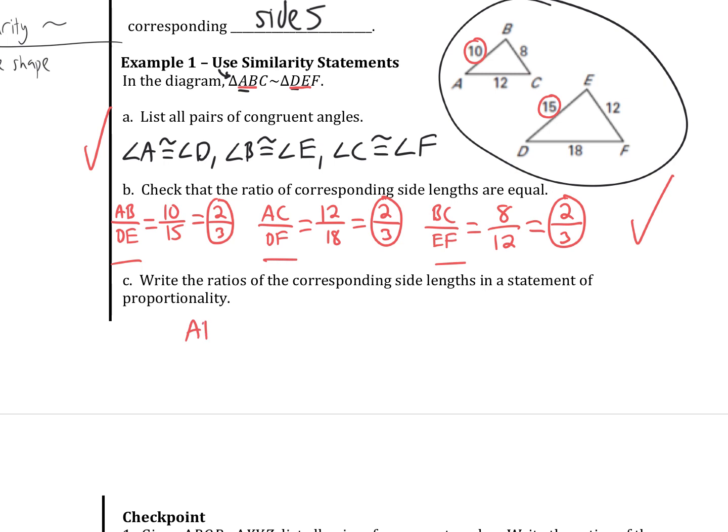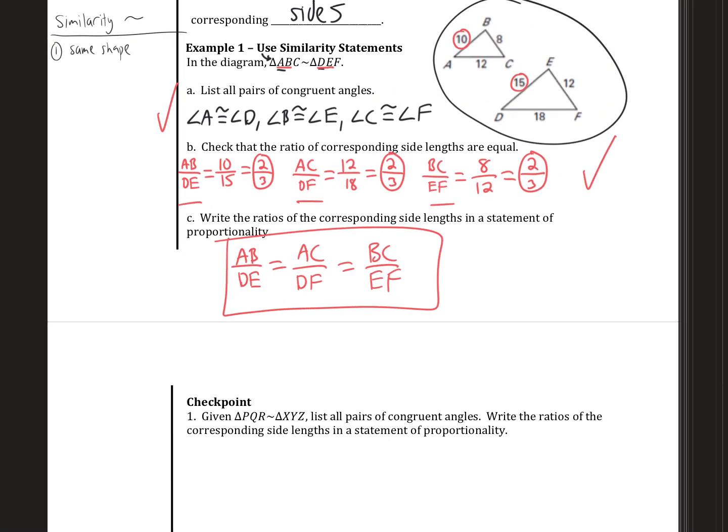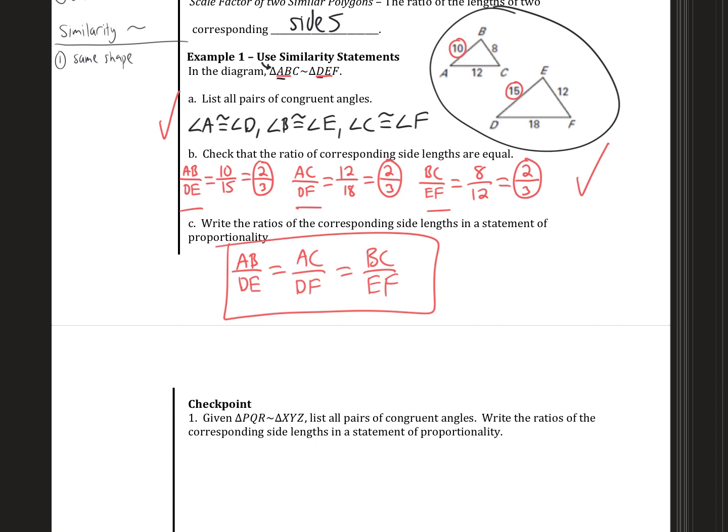So AB over DE is equal to, what's the next one? Well, we have AC over DF, and we have BC over EF. And that is the statement of proportionality between the sides. Okay, I'm going to leave it zoomed out here. Why don't you try checkpoint 1? It's very similar. There's no drawing. If you'd like to draw the two triangles to help you visualize it more, that's fine. Otherwise, you can use the similarity statement right here to help you with it. Okay, go ahead and give it a try.